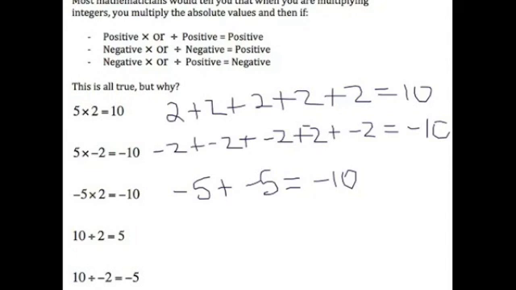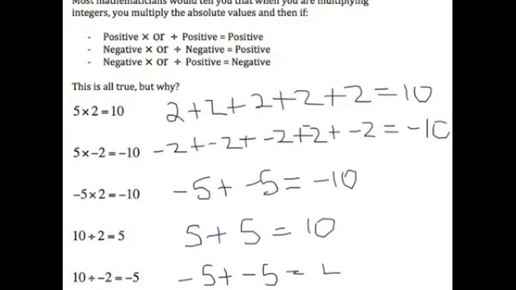Same thing applies for division. We know that when we're dividing whole integers, so 10 divided by 2, the answer is 5. How do we know that? Because we've got 2 groups of 5, and 2 groups of 5 equals 10. So with this one, we've got 10 divided by negative 2. The answer is negative 5, because we've got 2 groups of negative 5 equaling negative 10. So therefore the answer is negative 5.